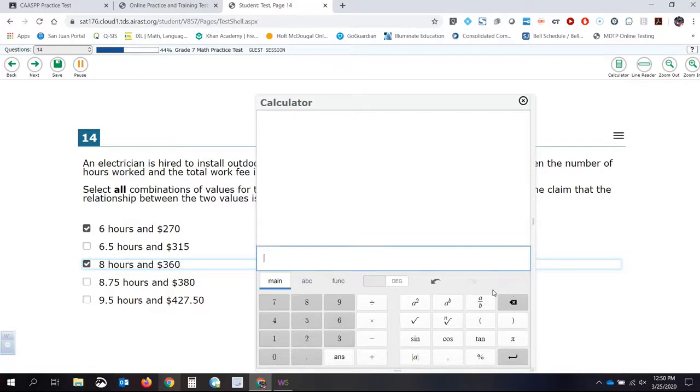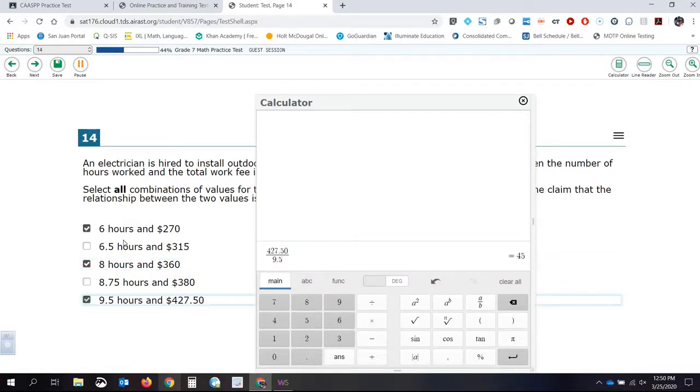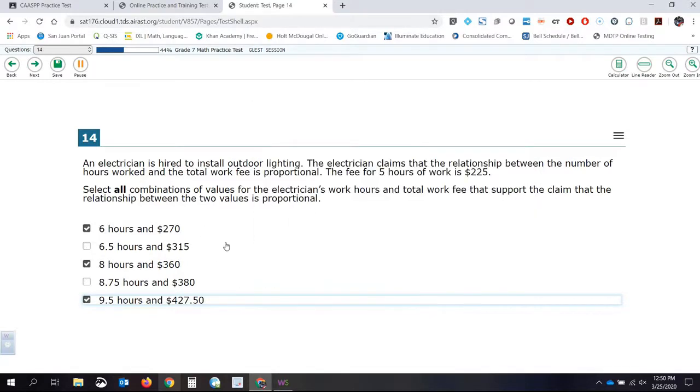And what do you want to bet that the last one is... I'm thinking it probably is going to be 427.50, and I'm going to divide that by 9.5, and surprise, surprise, we get 45. So nice and symmetrical. That was so nice of them to do that for us.